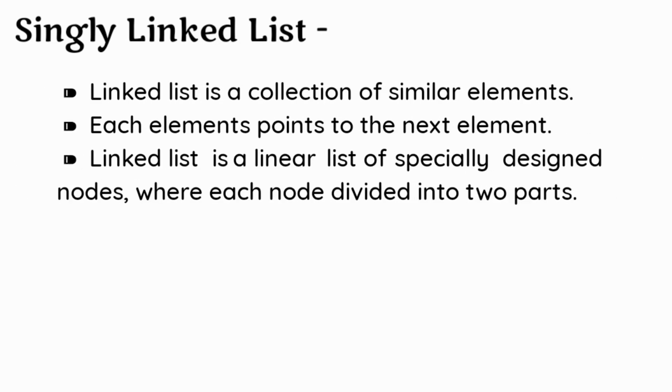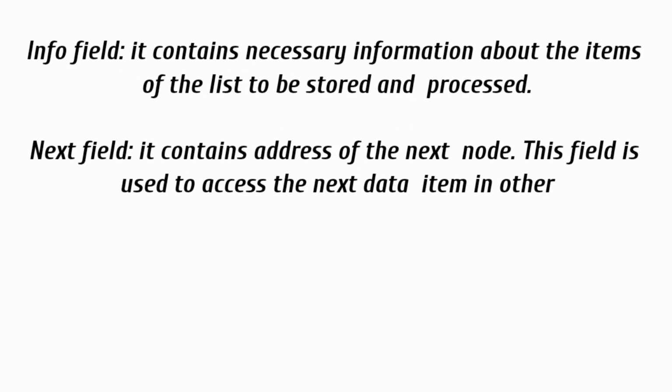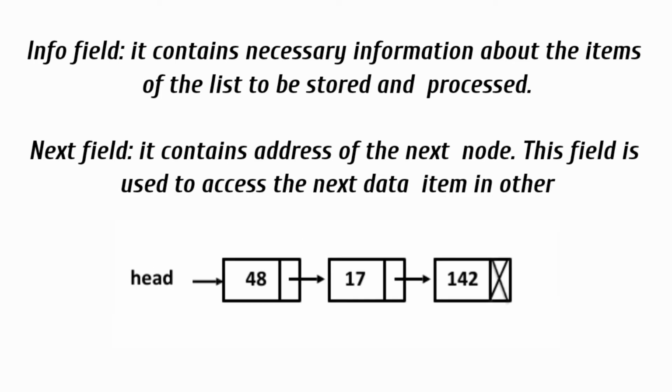A linked list is a collection of similar elements. Each element points to the next element. A linked list is a linear list of specially designed nodes, where each node is divided into 2 parts. This is the structure of a linked block. Info field: it contains necessary information about the items of the list to be stored and processed. Next field: it contains the address of the next node. This field is used to access the next data item in order. This is an example of a singly linked list.